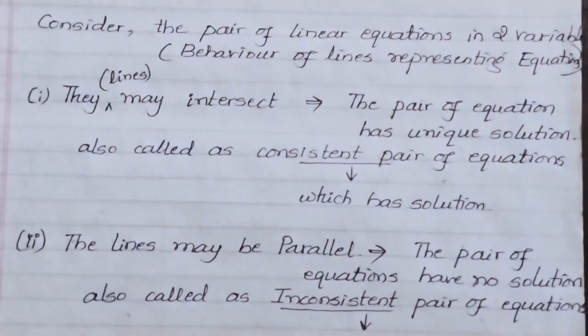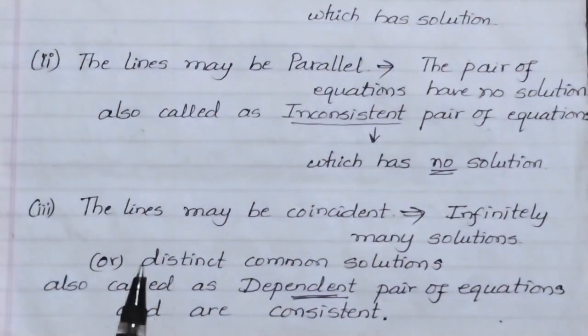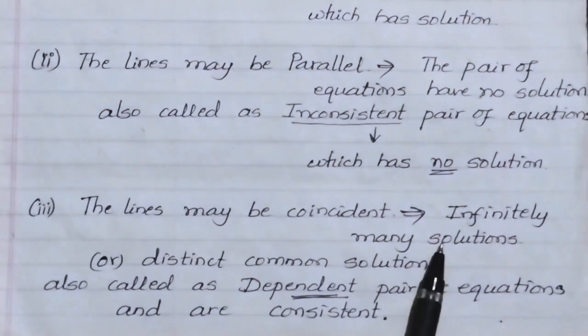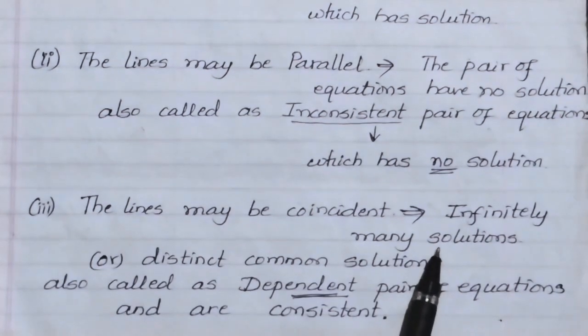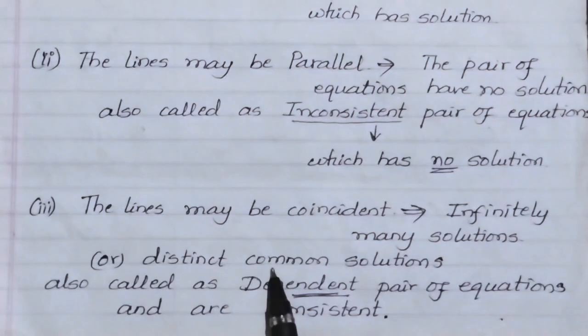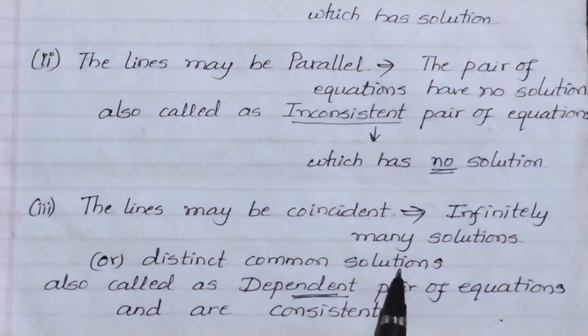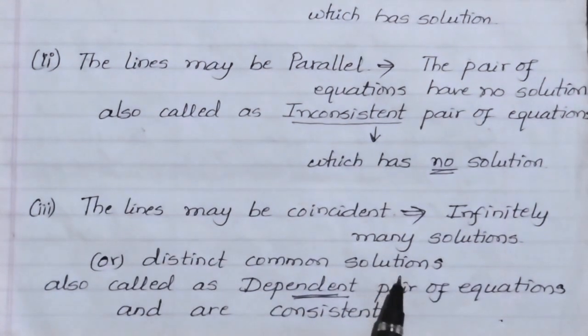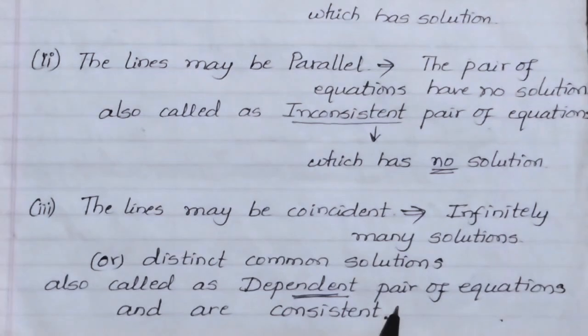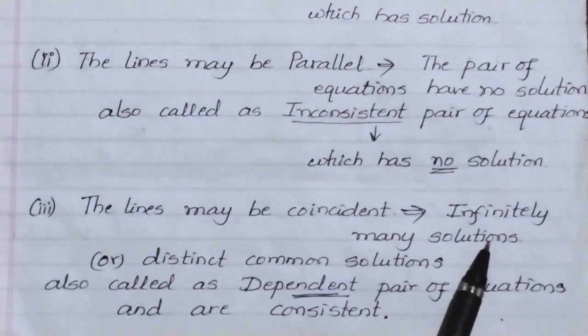If the lines are coinciding, then what will be the solution? Then there will be infinitely many solutions for the pair of linear equations. We say that there are distinct common solutions. So they are an independent pair of equations and are consistent. You all know consistent is nothing but having a solution. Now they are an independent pair of equations having infinitely many solutions.